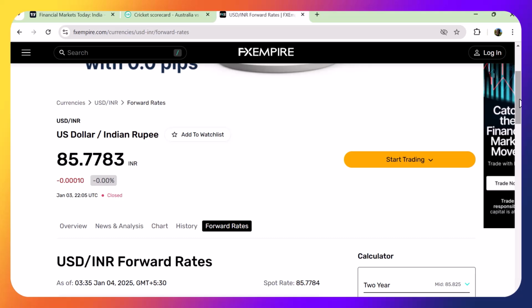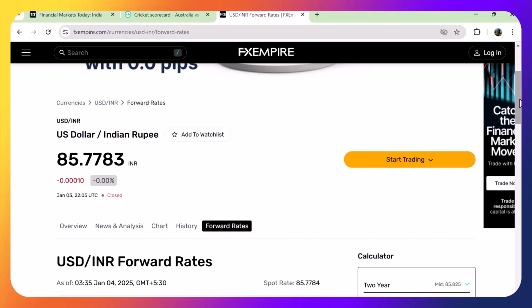the US dollar versus Indian rupee rate, which is the live rate today, today the market is closed, is 85.7783. Now the rates are given up to 4 decimal places. That's a rule almost everywhere. In India also we have 4 decimal places.